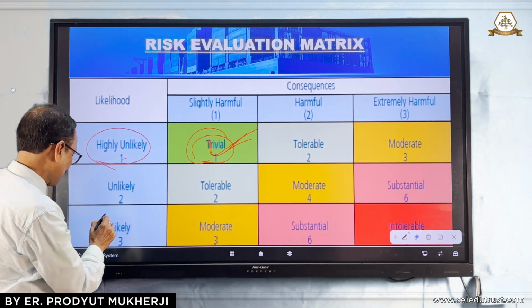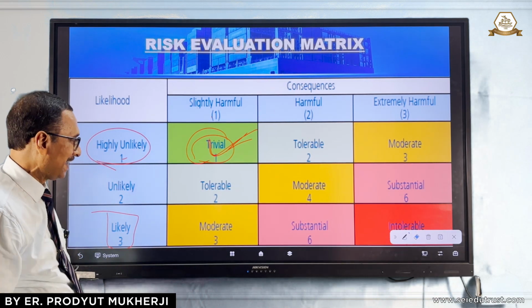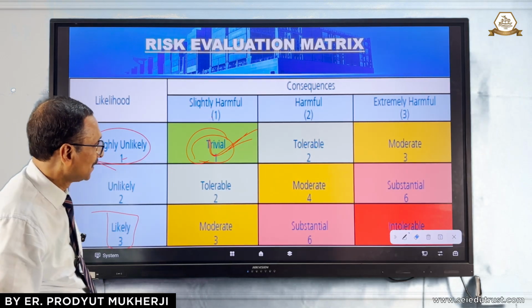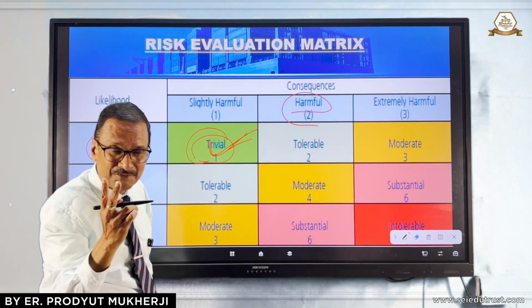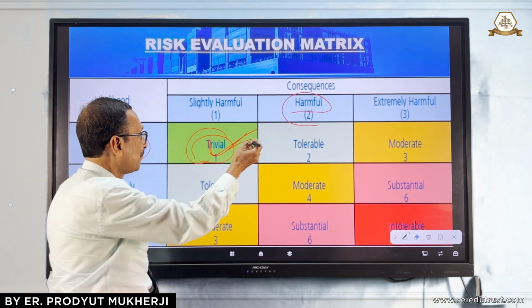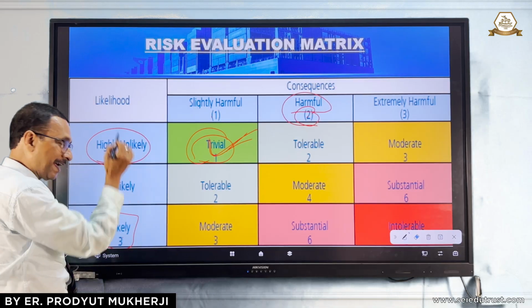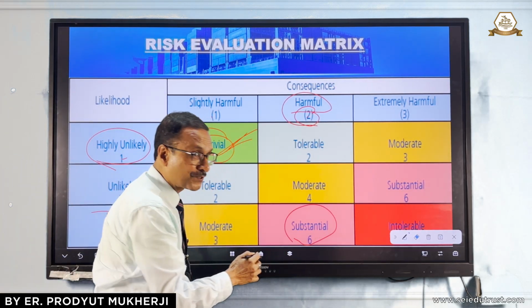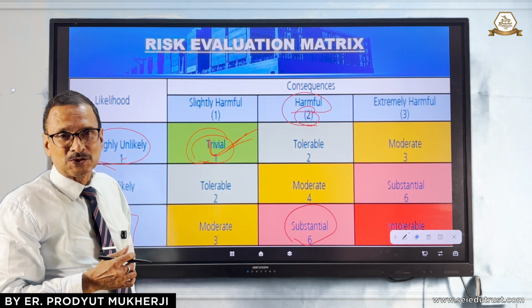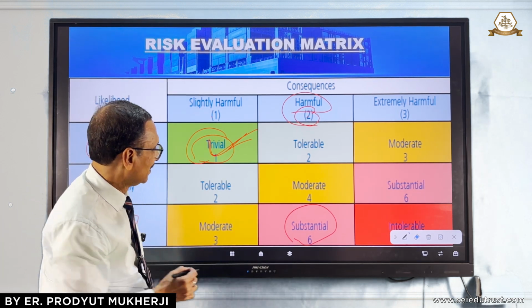On the other hand, let us say a task has a hazard which is very likely to occur, and the consequences are harmful, not very, but harmful. So the product of the consequences, 2, into the likelihood, 3, gives us the product as 6. Substantial. So we will have to put some control elements out here.